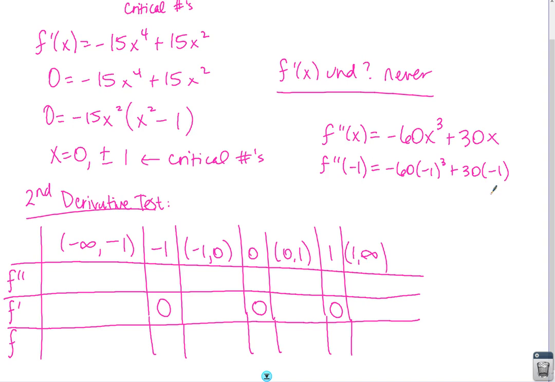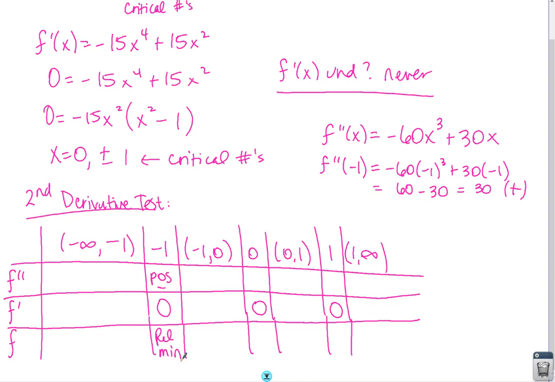I don't necessarily care about the value; I care whether it's positive or negative. Negative 1 cubed is still negative 1, so negative 60 times negative 1 is positive 60, minus 30, which is positive 30. That is a positive number. Because my second derivative is positive at negative 1, my function is going to be concave up. So that makes this a relative minimum at negative 1.